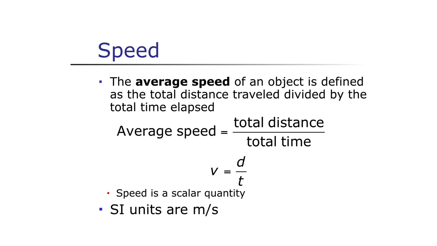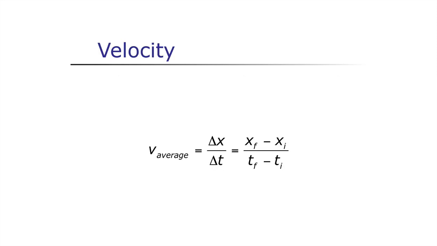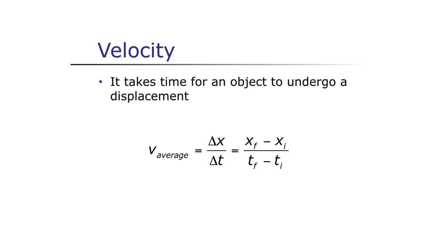Now, one of the physical quantities that we would like to discuss when we describe motion is speed. Speed is defined as the total distance traveled divided by the total time elapsed. As a result, mathematically speaking, v equals d over t, where d represents the total distance and t represents the total time. Speed is a scalar quantity, like distance. The SI unit of speed is meter per second, whereas velocity is defined as the rate of change in displacement.